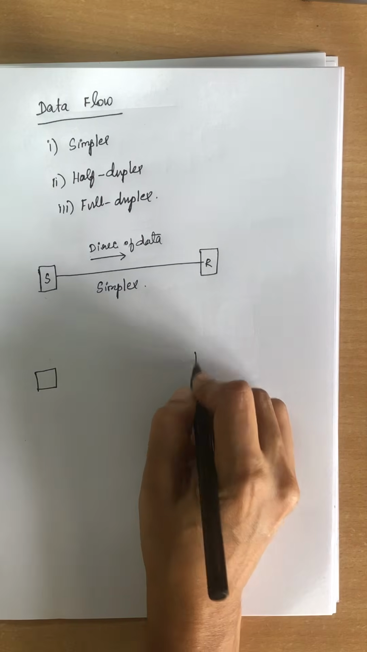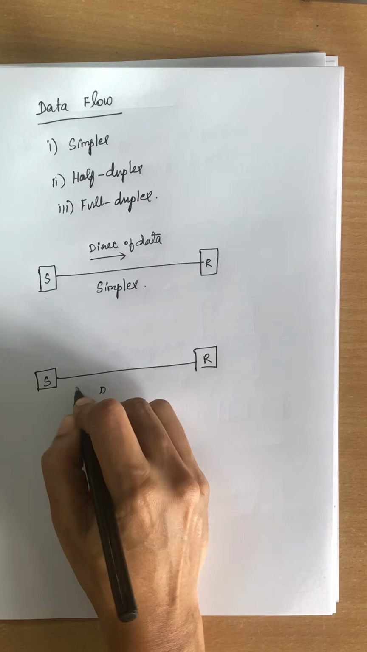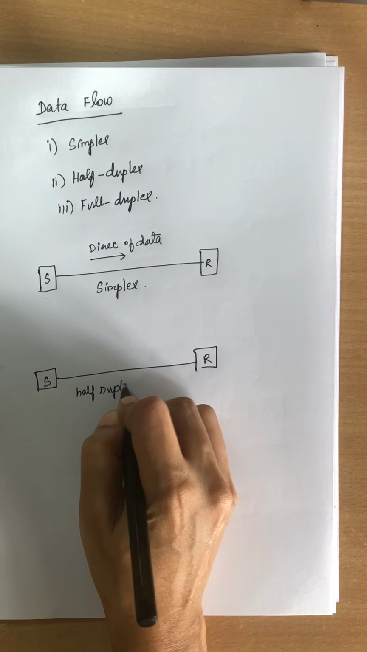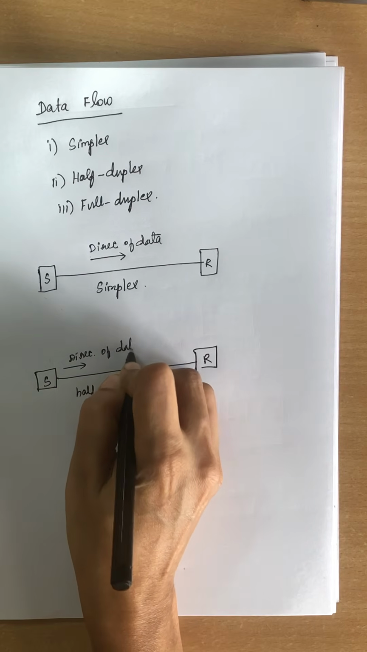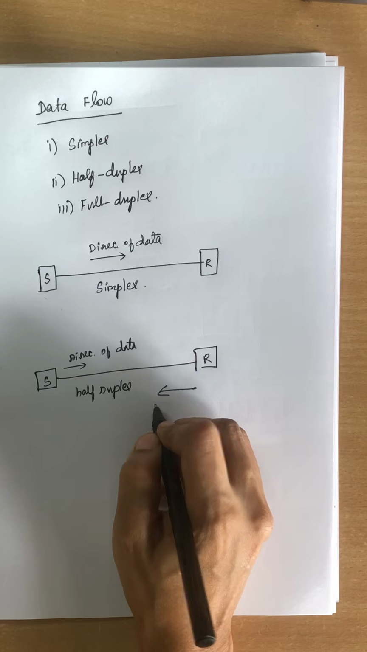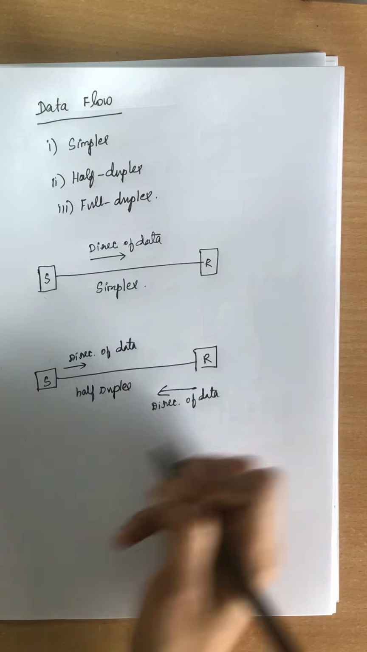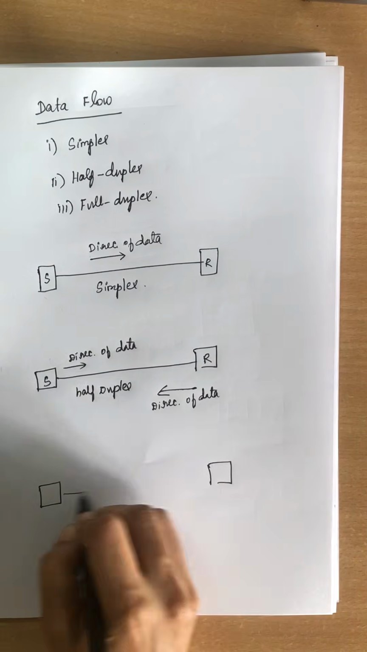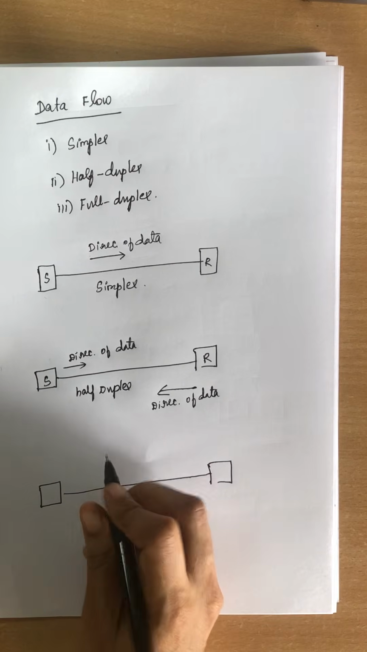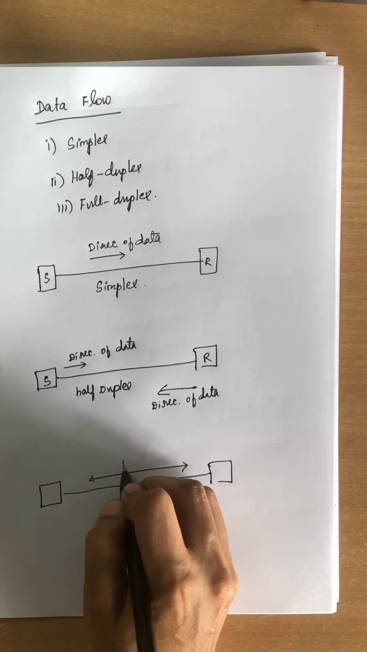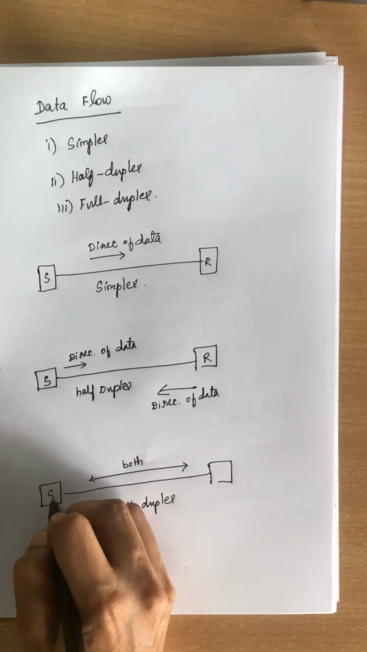And what is half duplex? You have a sender and you have a receiver, where the direction of data will be on both the sides. You can send it, and this side also you can send the data. Okay, and what is full duplex? Full duplex is, you can send the information in both the sides. Both sender and the receiver can send the information.